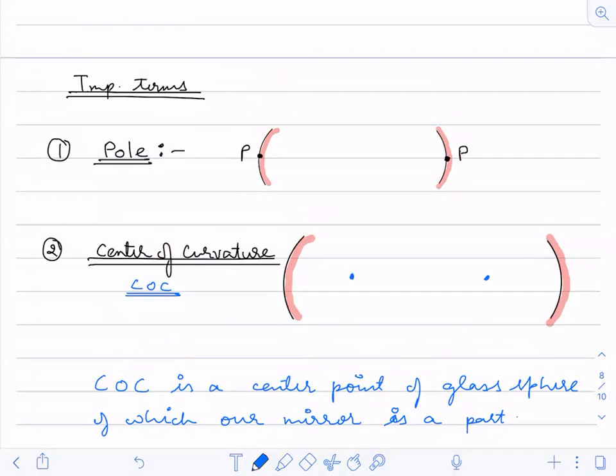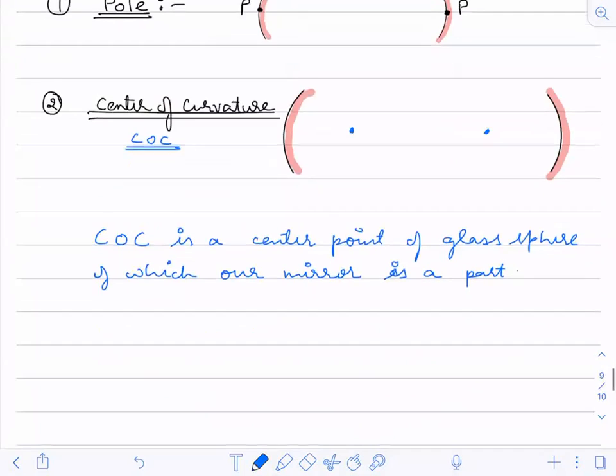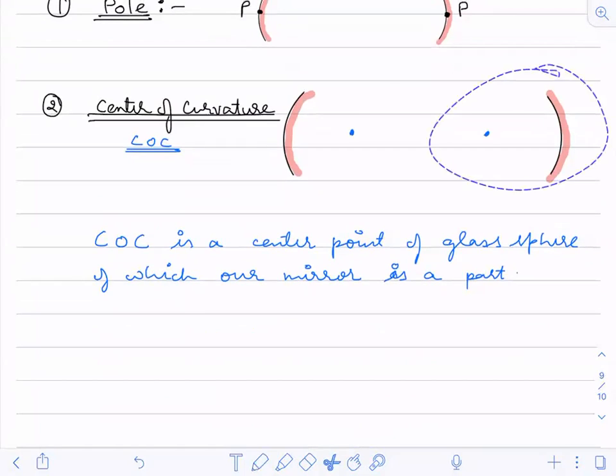Actually, I have drawn them apart, but when you draw the sphere, these two points will coincide. So I'm drawing it here now. This is the center of curvature. Here was my pole, this is my pole, and this is my center of curvature. This I will represent by the letter C.